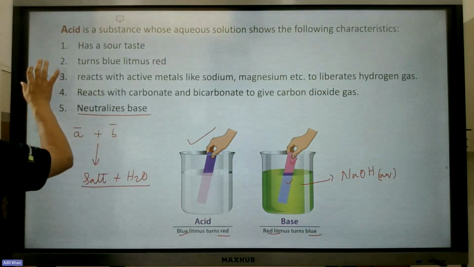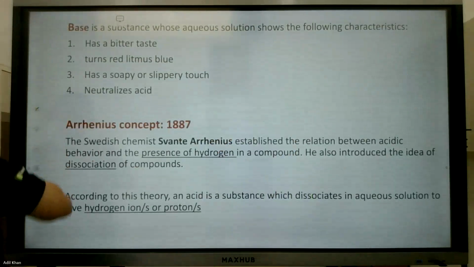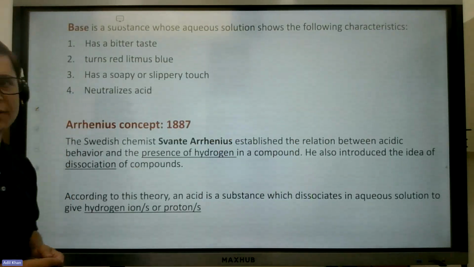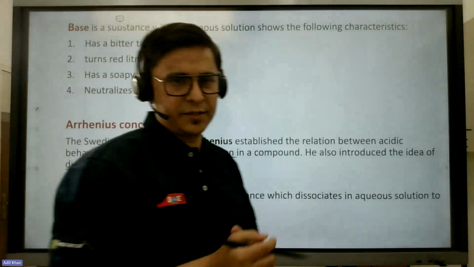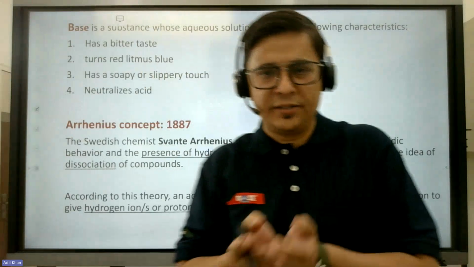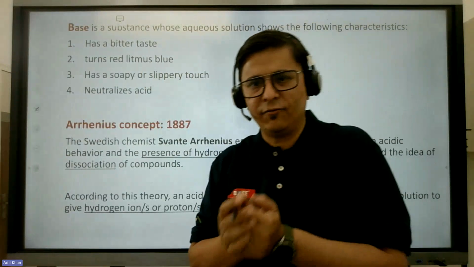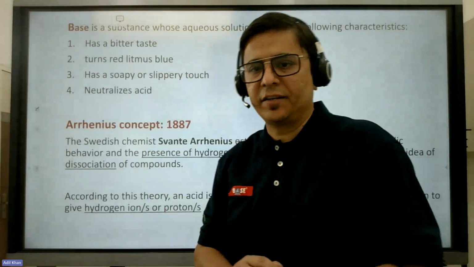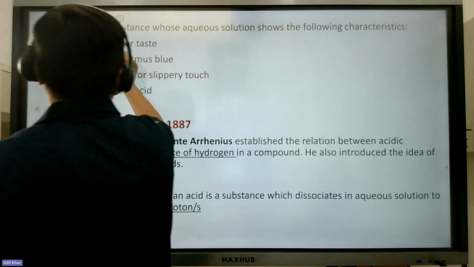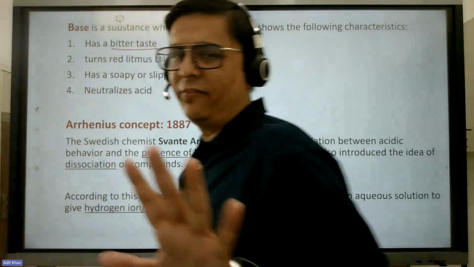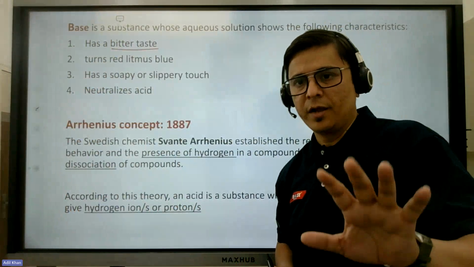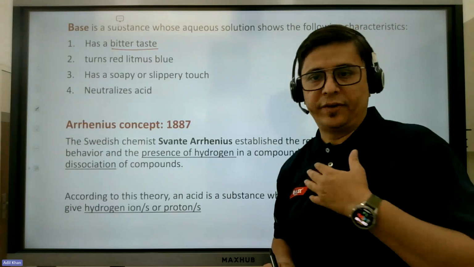Let's discuss something about bases. Now, a base is a substance which, in aqueous medium, that is, when it is dissolved in water, has the following characteristics. First, it is bitter in taste. In total there are 5 major types of taste in humans.